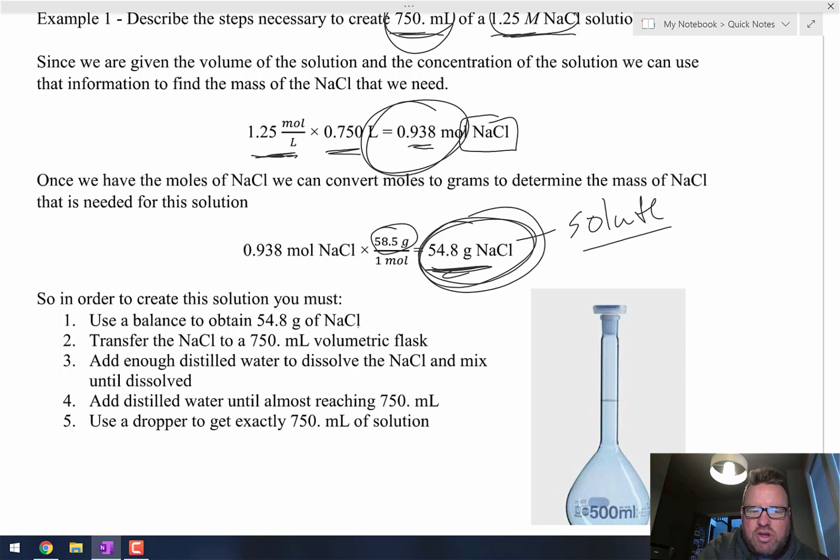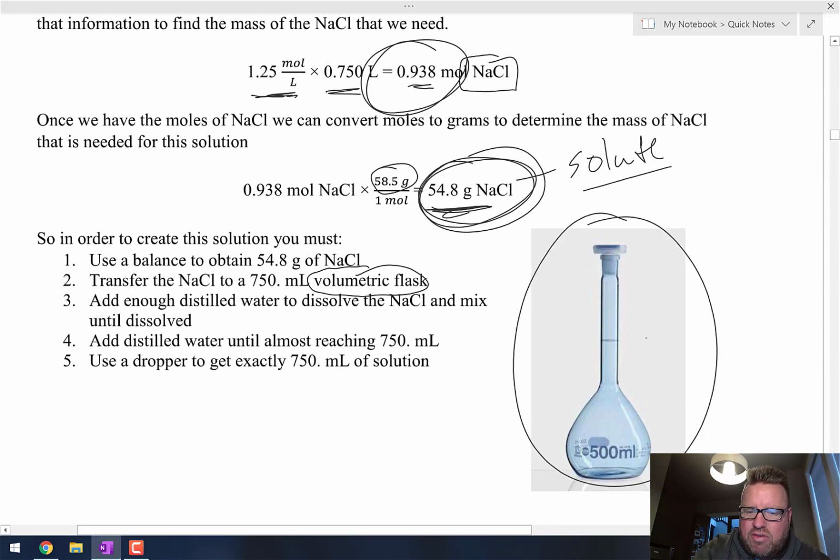You're going to use what's called a volumetric flask. This thing right here is a volumetric flask. This one's a 500 milliliter one. In the problem, it says 750. It doesn't matter, they're all pretty much the same.